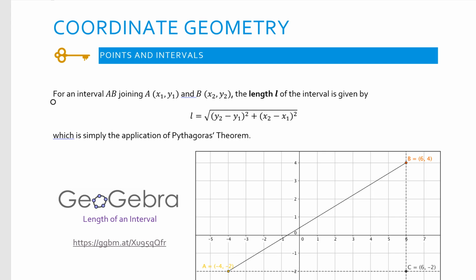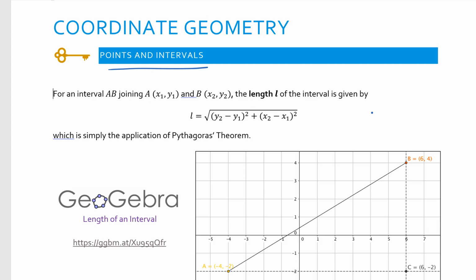Now our first area of focus here, points and intervals, concentrates on simply dividing an interval up into various parts or getting the length of an interval. So for the first one, and this very first part should be, and I hesitate to say this, but it should be a repeat of material covered in Year 9.